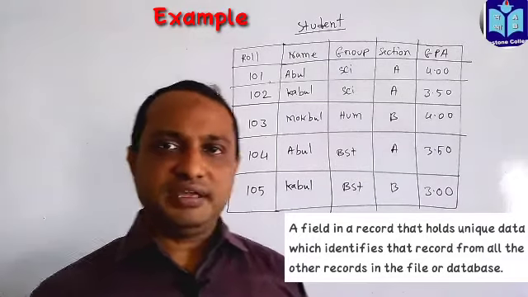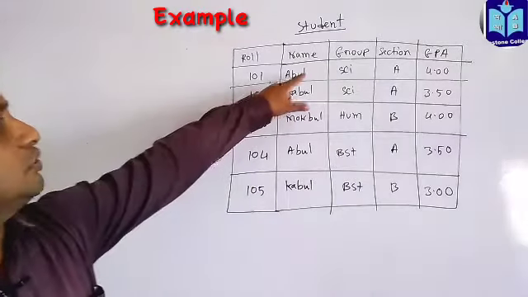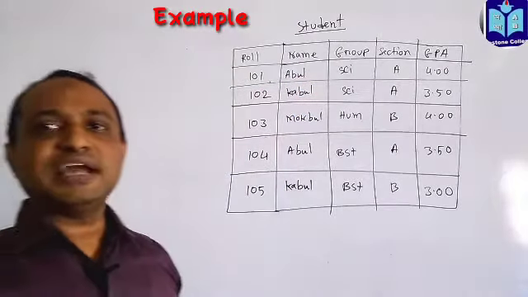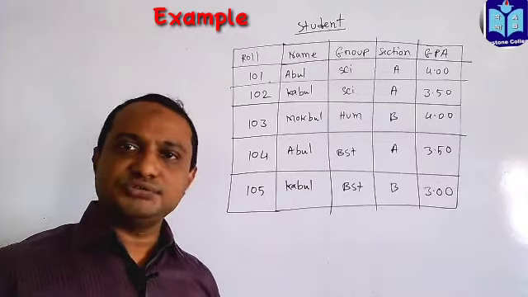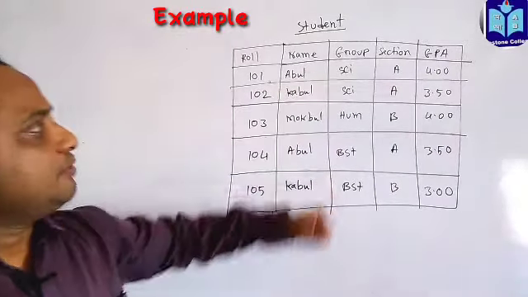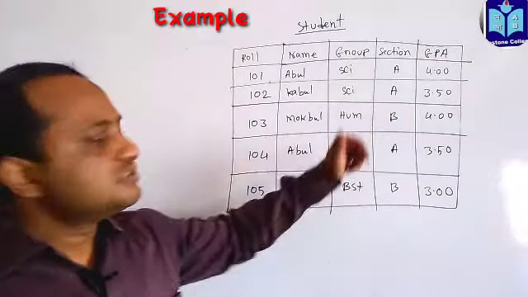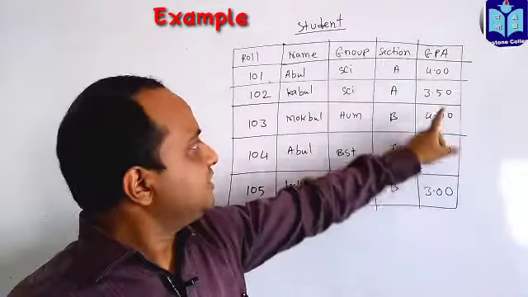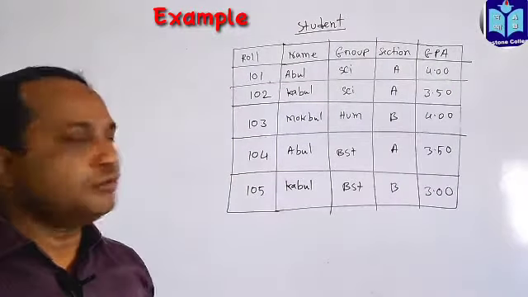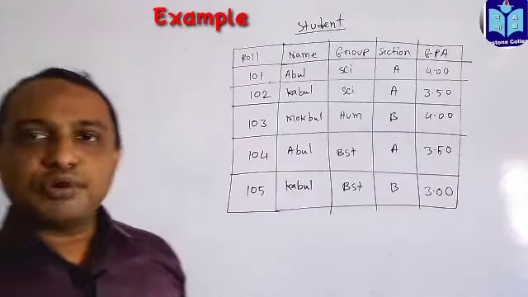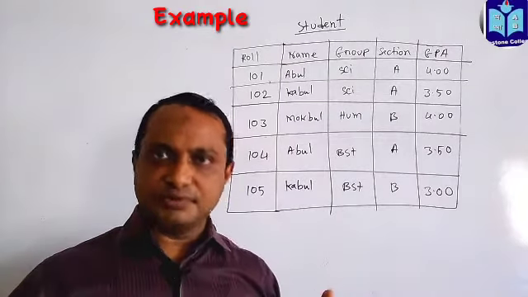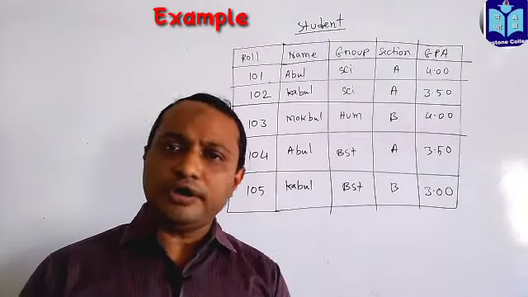Suppose I call Abul, but there are 2 Abul. Who will come to me? I want to see the student whose GPA is 4, but you see there are 2 students whose GPA is 4. Who will come here? I want a specific student, to specify a tuple or row or record.